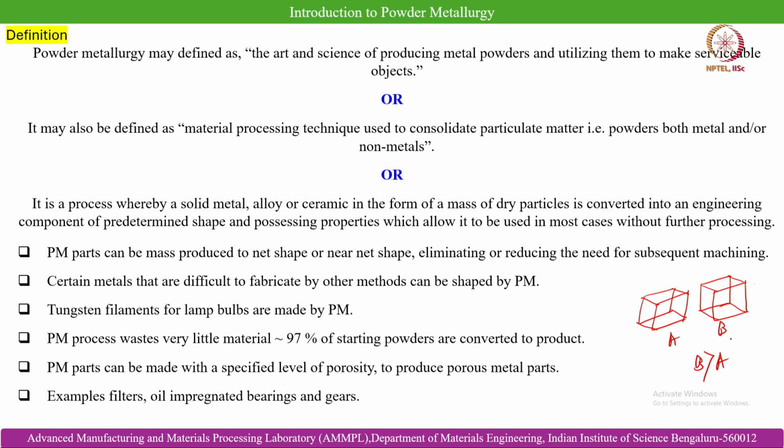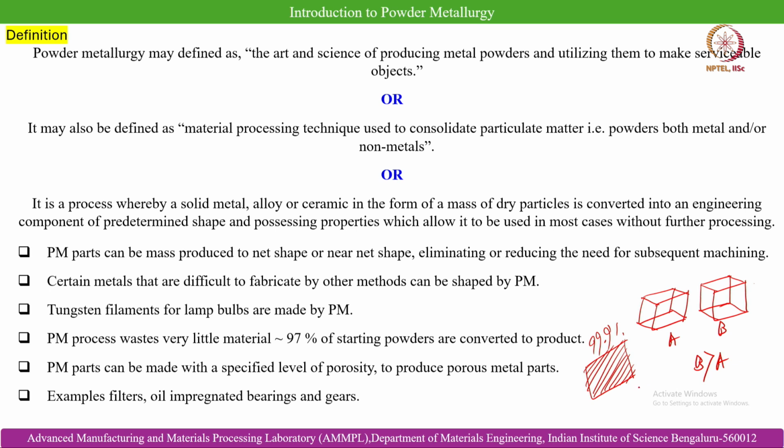Some examples are tungsten filaments for lamp bulbs, which are generally made by the powder metallurgy route. As I told you, it wastes very little material. 97% of starting powders are converted to product, and it can be made with a specified level of porosity. Another beautiful thing is that in powder metallurgy processes, if our objective is to get a dense object, we can achieve as high as 99.9% of theoretical density.